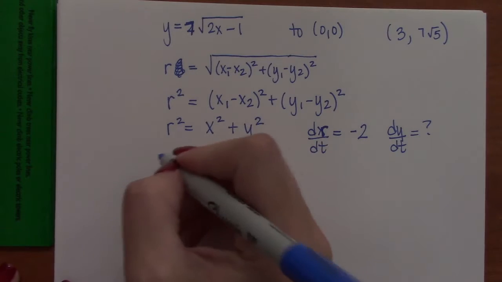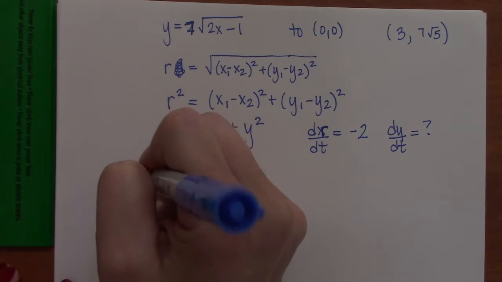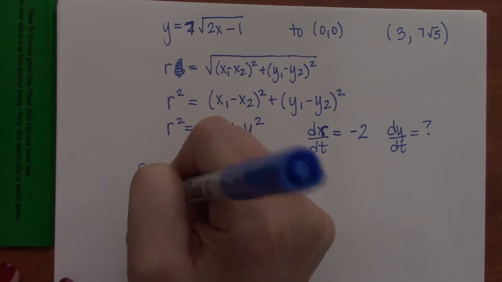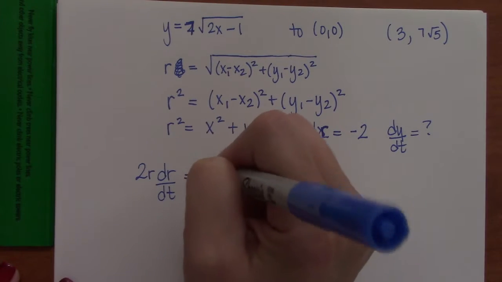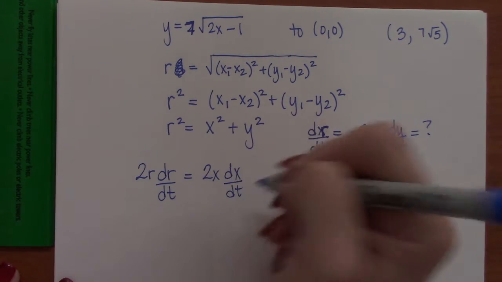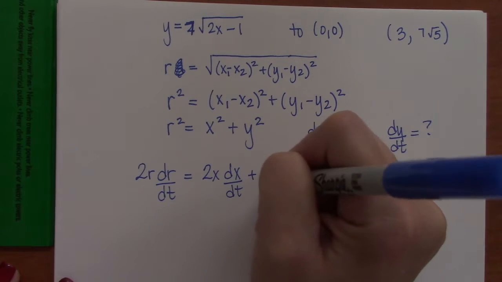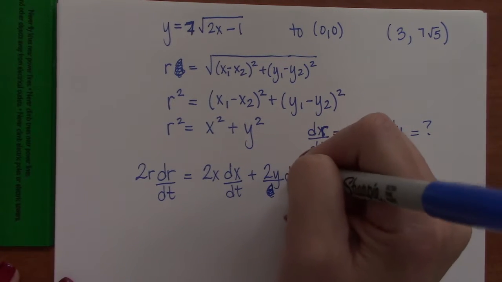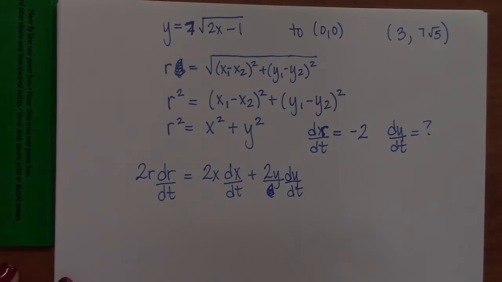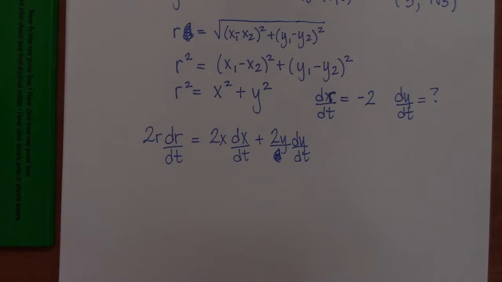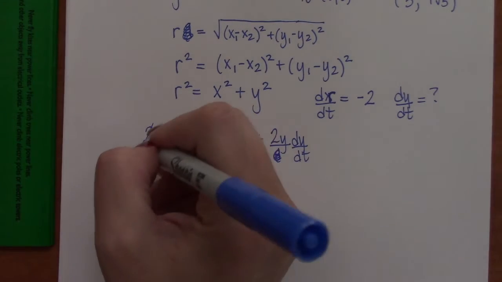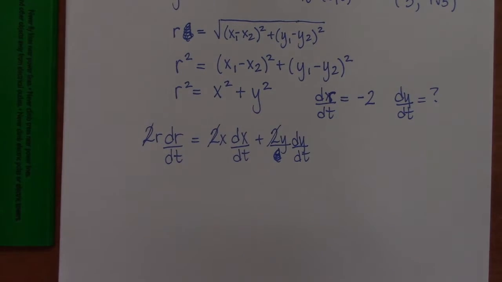So for this one, when we take our derivative, we're going to get 2r dr dt equals 2x dx dt plus 2y dy dt. And I already see that my 2's cancel, but in order to solve this for dy dt, I need to know what x and dx dt are. So x and y I have.